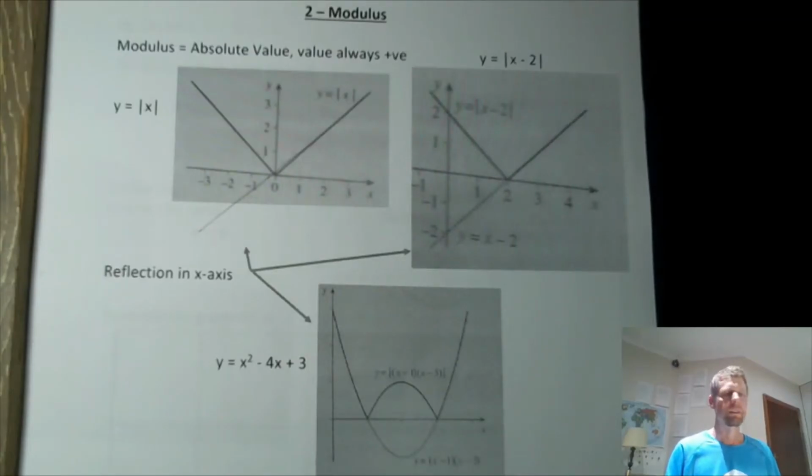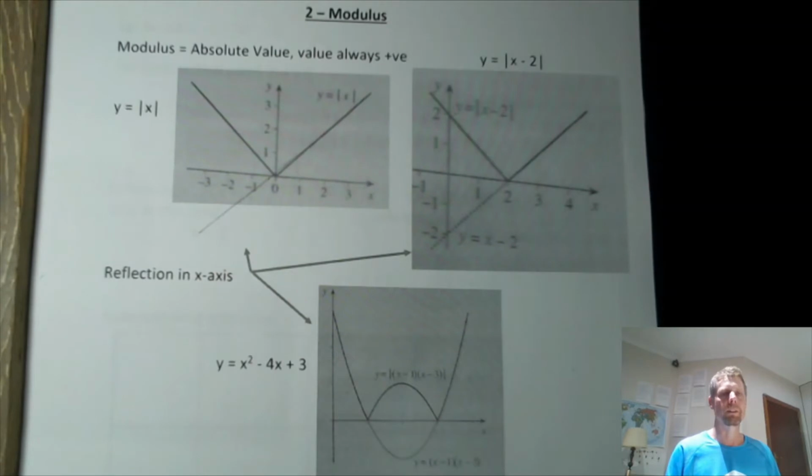Hey Tim, check out this chapter on modulus, which means the absolute value. Absolute value means that the sign is taken away. We're just looking at the magnitude, or the size of the number, so it's always positive.